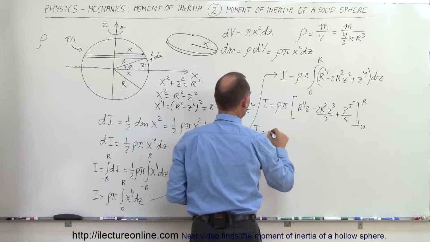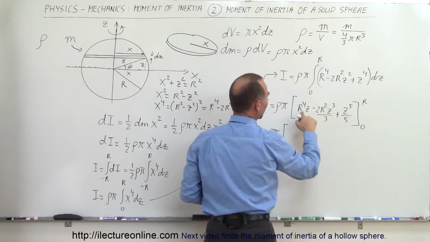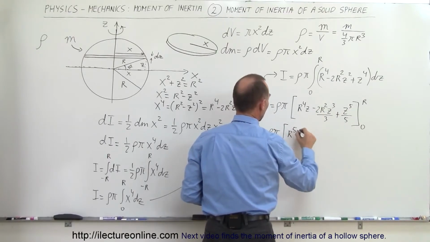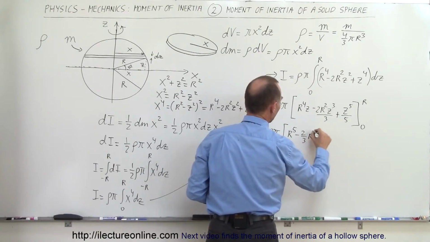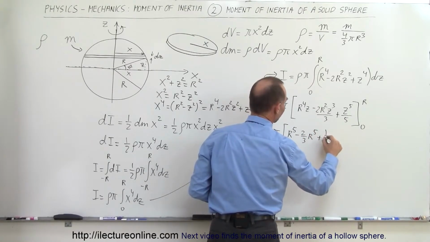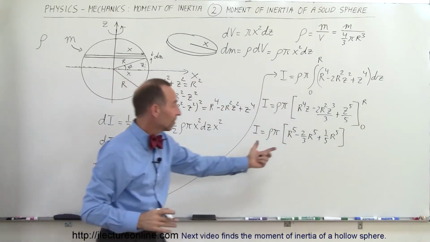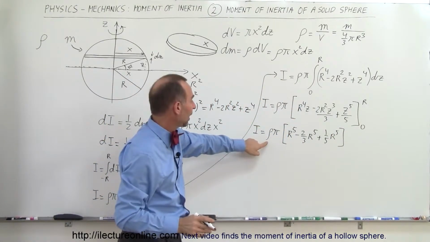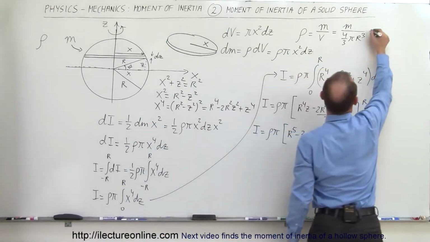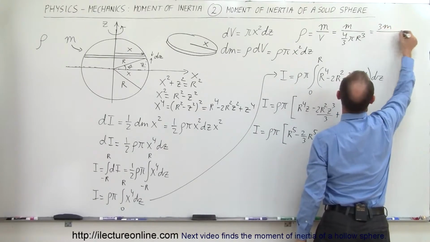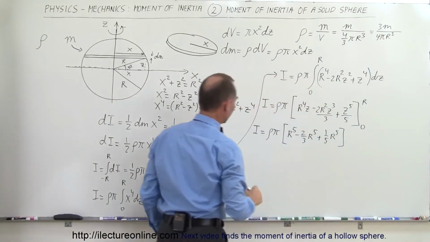So I is equal to density times pi times, so we plug in the upper limit, we get r to the fifth minus 2/3 r to the fifth plus 1/5 r to the fifth. All right, now we can combine what's inside the brackets, and then we can also replace rho for what rho is equal to right up here. Notice that this can be written as 3m divided by 4 pi r cubed. So let's go ahead and do that.